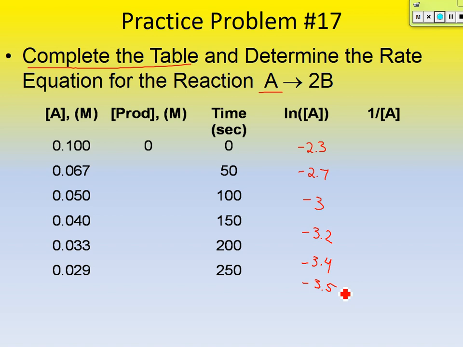Now let's complete this column. All we have to do is go 1 over the concentration of A. So on this first one, at time point 0, we're going to do 1 divided by 0.1. And that is 10. Let's go to the next one. 1 divided by 0.067. 14.9. Let's go to the next one. 1 divided by 0.05 is 20. The next one is 0.04, which is 25.